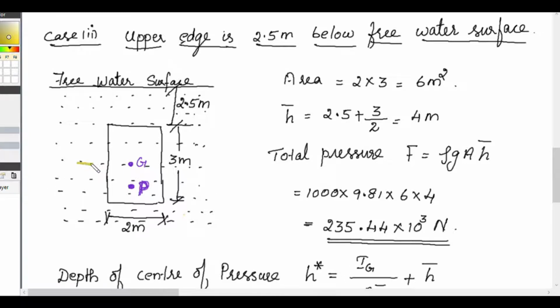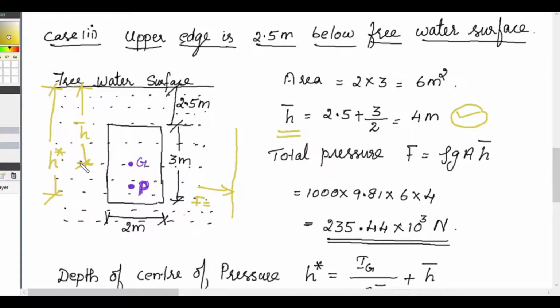So this is our h bar, that is distance from the free surface of water to the center of gravity, and h star is the distance of the center of pressure from the free surface of water. And we know the center of pressure always acts below the center of gravity. Okay, we need to find what is the pressure force and H star. So as usual, we know the area is 2 into 3, 6 meter square. Now, here is variation. The difference lies in determining the H bar.